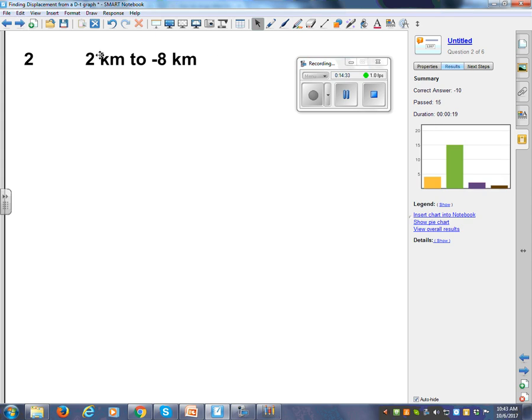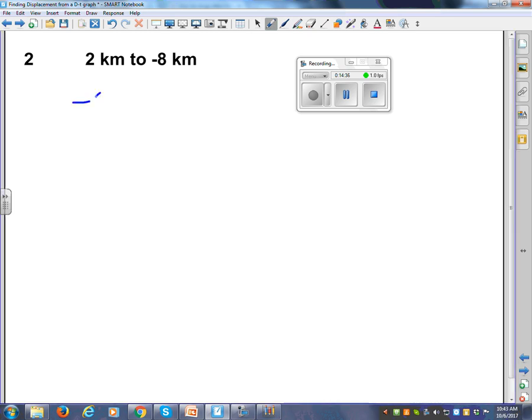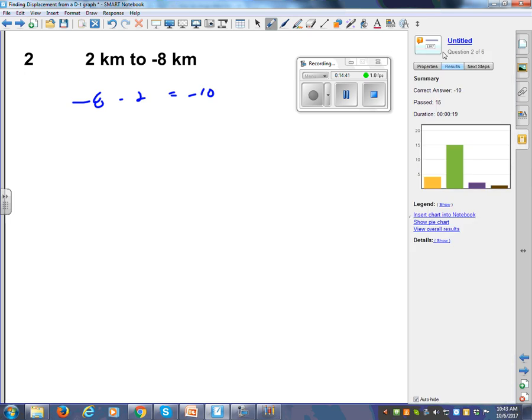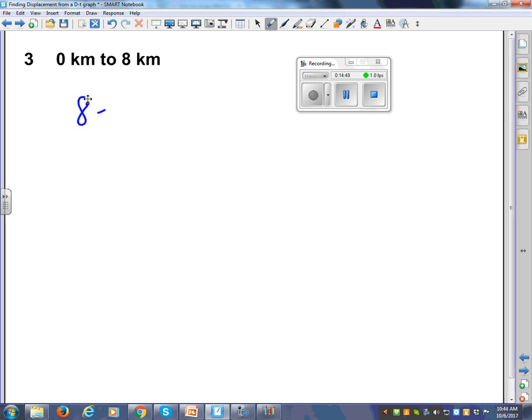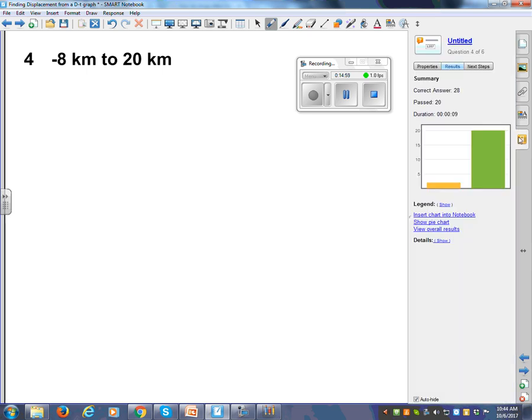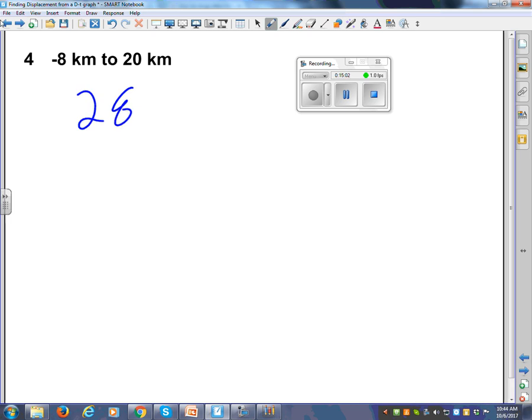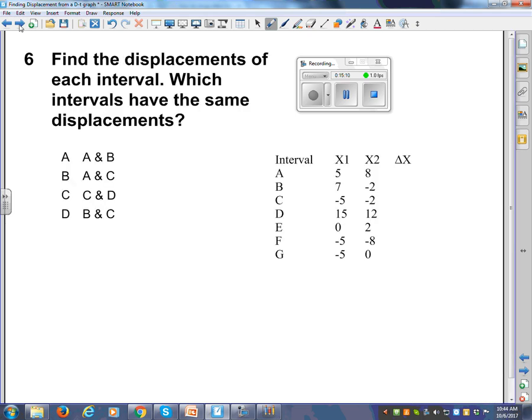So from 2 to minus 8, that would be minus 8 minus 2, which would be minus 10. Unless I've got the wrong answer here, do I? No, minus 10. Right? It's final minus initial, always. 8 to 0. Final minus initial. Always. 20 to minus 8. 28. 8 to minus 8. Minus 16. It's okay to make mistakes, you'll learn from them.